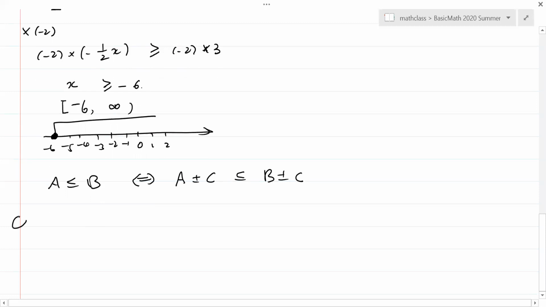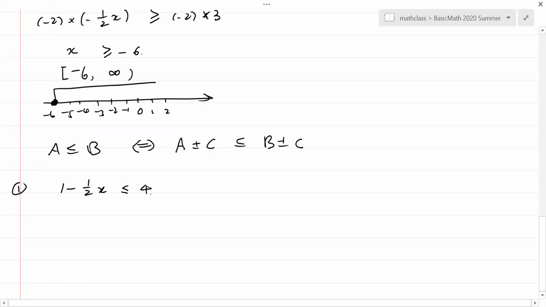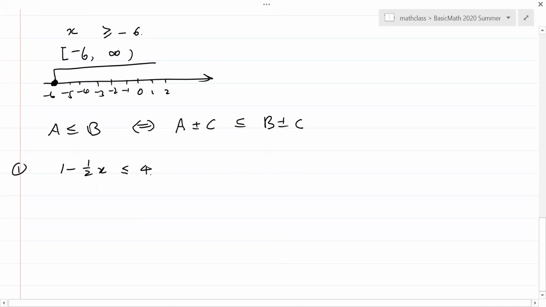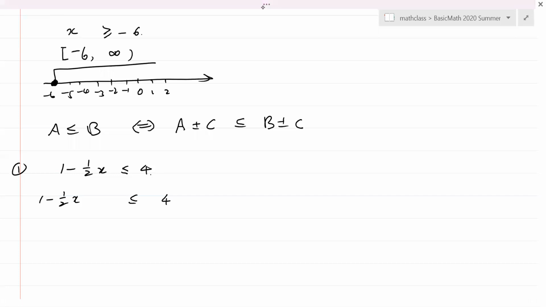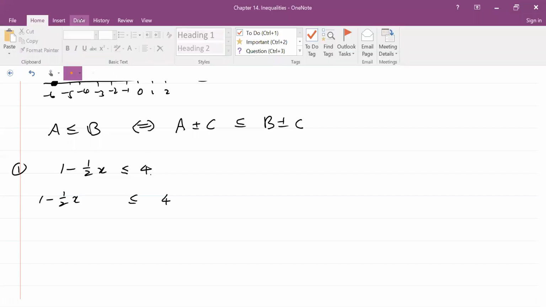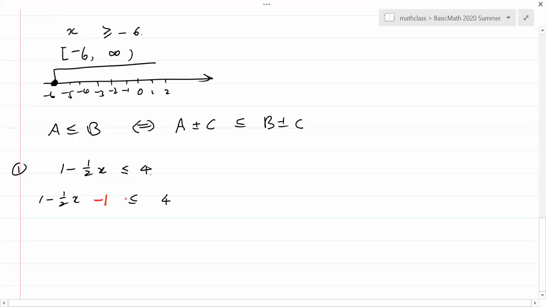So let's take a look at an example. 1 minus 1/2 x less than or equal to 4. First of all, this is a little bit complicated. So what you do is subtract 1 from both sides. I'm going to rewrite this inequality, so I change the color of my pen. Subtract 1 from both sides. You do not change the inequality.